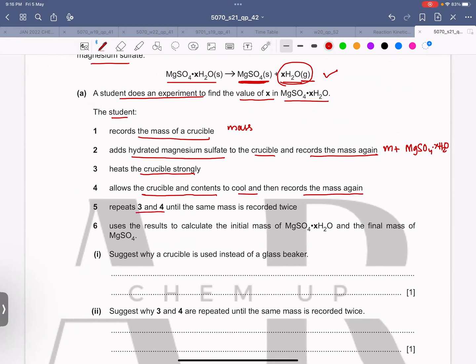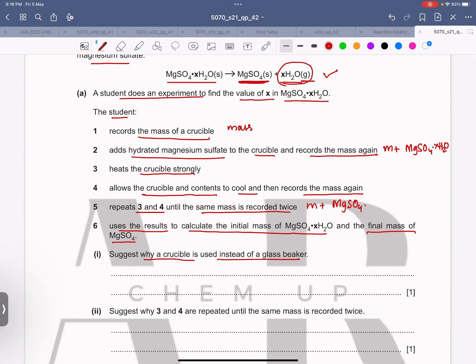Repeat 3 and 4 until the same mass is recorded. So we get the same mass, then that is the mass of crucible plus magnesium sulfate only. All the water must be lost in that case. Now, in the 6th stage, uses the results to calculate the initial mass of magnesium sulfate.xH2O and the final mass of magnesium sulfate. Suggest why a crucible is used instead of a glass beaker.